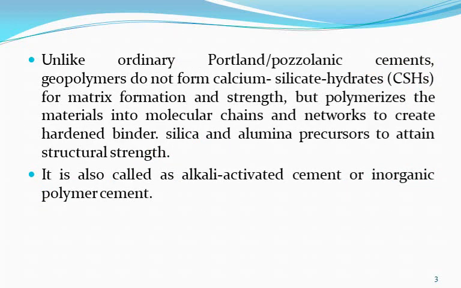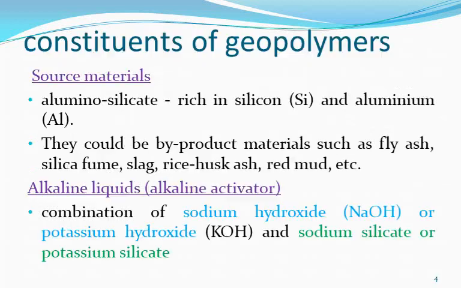Unlike OPC, geopolymer does not form calcium silicate hydrates for matrix formation and strength, but it polymerizes the materials into molecular chains and networks to create hardened binders, using silicate and alumina precursors to attain actual strength. It is also called alkali activated cement or inorganic polymer cement.